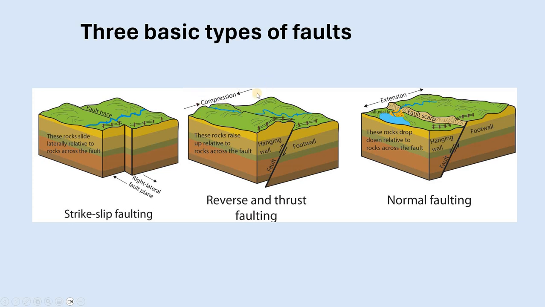The next type occurs under a compressional environment when the plate is being squeezed, and this is called a reverse or a thrust fault, in which the hanging wall is being pushed up and over the footwall along the fault. And the third type occurs in an extensional setting where the plate is being stretched, and this is called a normal or sometimes just an extensional fault. And so in this case, the hanging wall is being dropped down relative to the footwall and allowing the crust to be thinned or stretched.